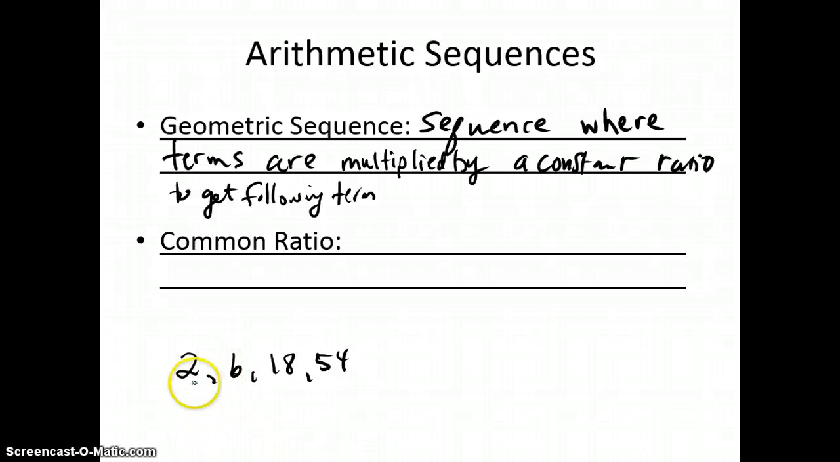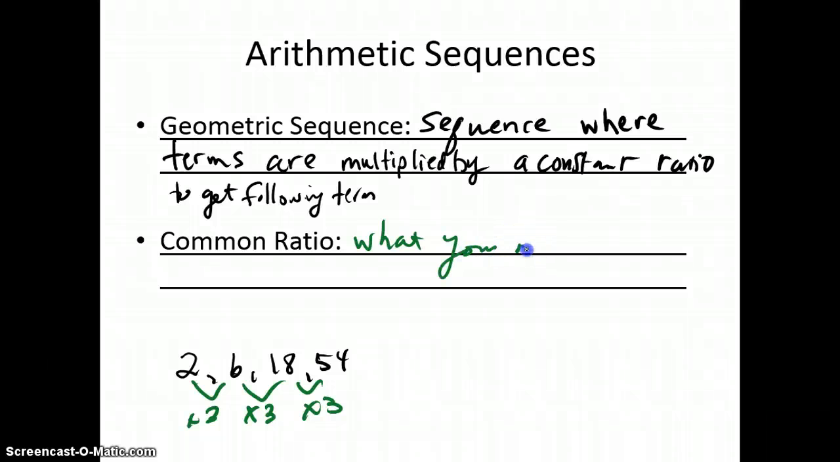In order to get from 2 to 6, we multiply by 3. From 6 to 18, we multiply by 3. And from 18 to 54, we multiply by 3. So we're multiplying by the constant ratio to get the next term, and that constant ratio is 3. How we're going to define the common ratio is what you multiply by. It's the most basic way to define it. So 3 is your common ratio here, and this is an example of a geometric sequence.